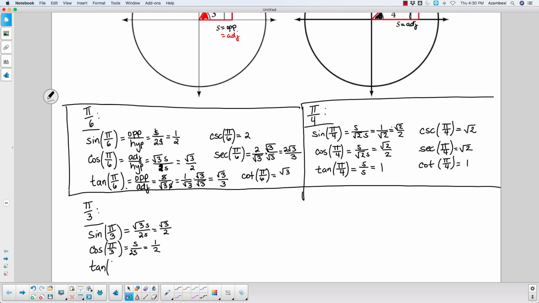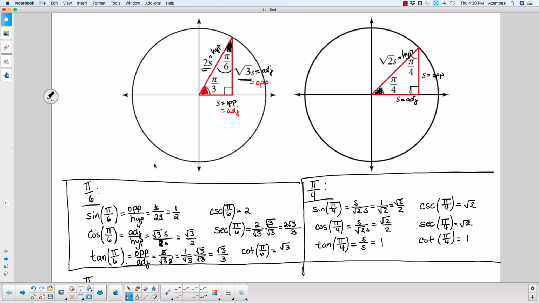Tangent of pi over 3, opposite over adjacent, so the opposite side is the square root of 3s, the adjacent side is just s, so we get the square root of 3. Reciprocals, you can just flip those over in order to find them. So these are our 3 special angles, and these triangles are actually what makes up the unit circle.